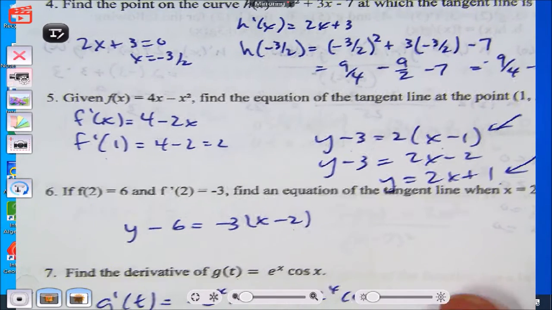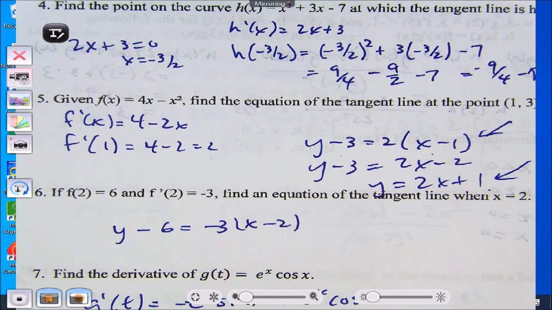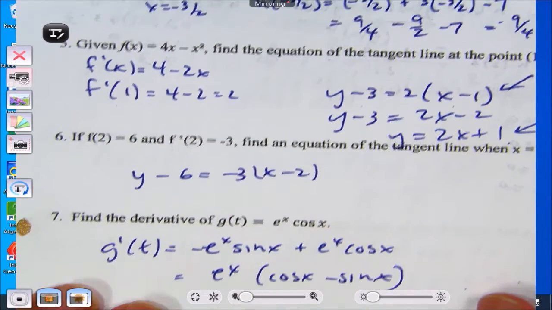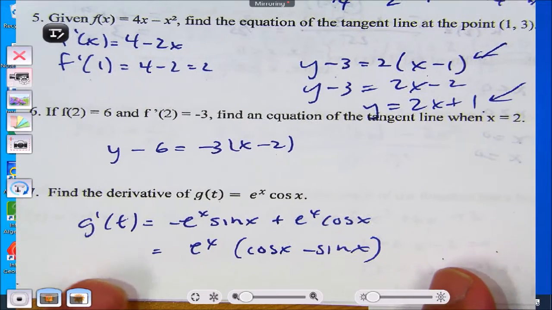Would there ever be a question where it asks which answer is most simplified? No, that's an algebra question. That's not a calculus question. You have to plug in 1. So it's simplified. I was looking at the answer for 6.